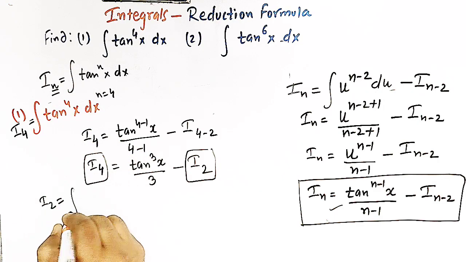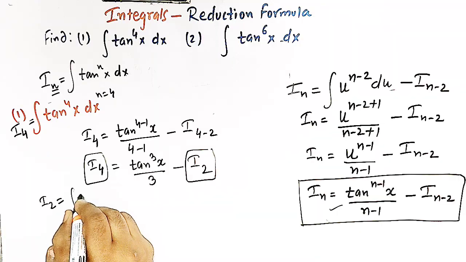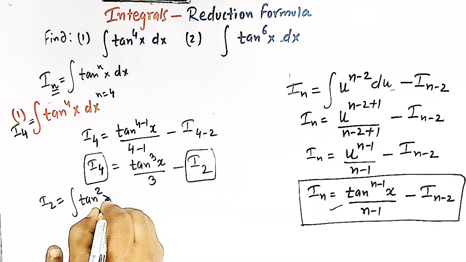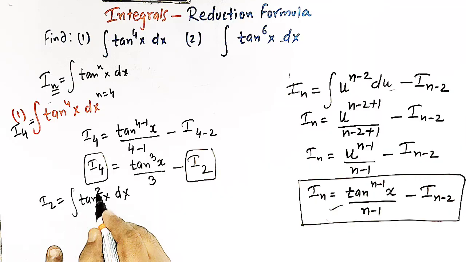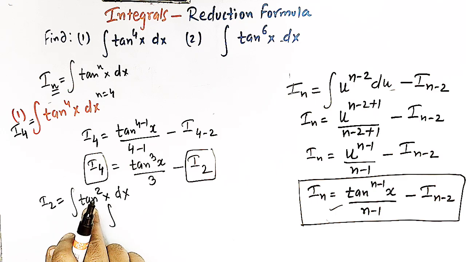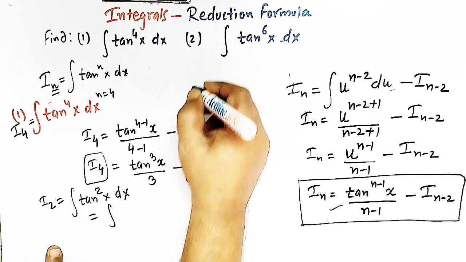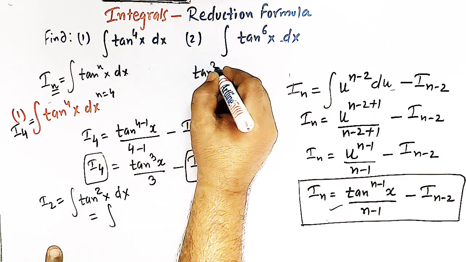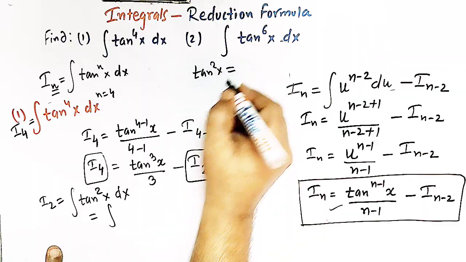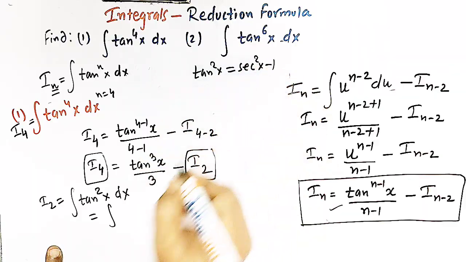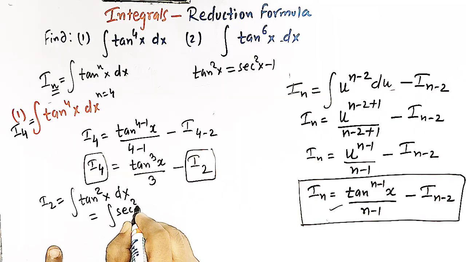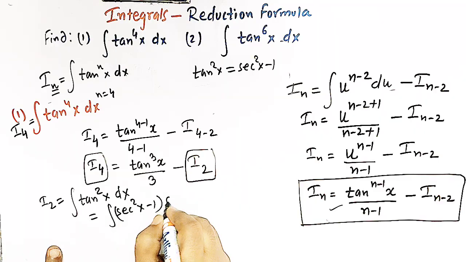So we can take n is equal to 2. So we have now tan square x dx. So I2 is the integral of tan square x dx, and we can find the value of this indefinite integral by using this identity: tan square x is given by secant square x minus 1. So here we have the integral of secant square x minus 1 dx.